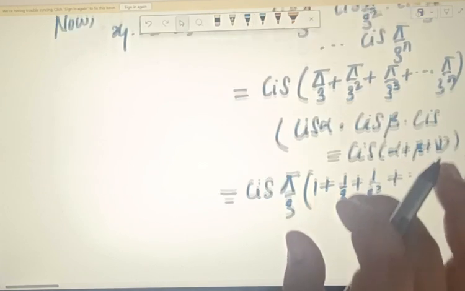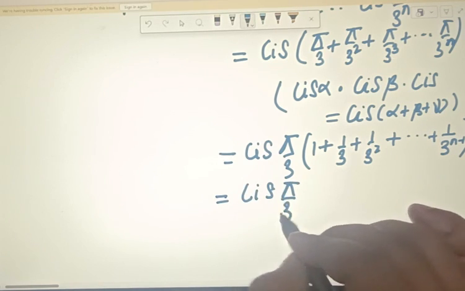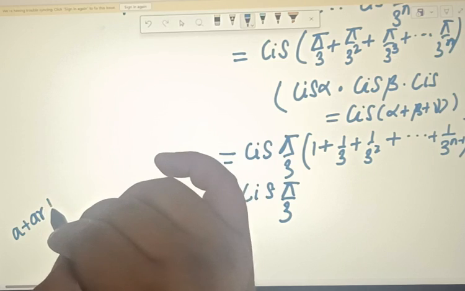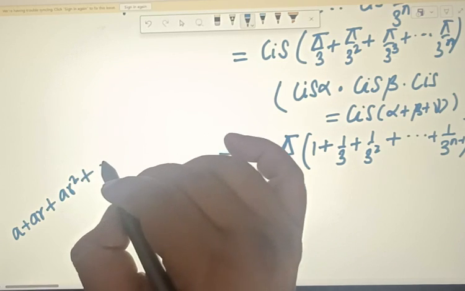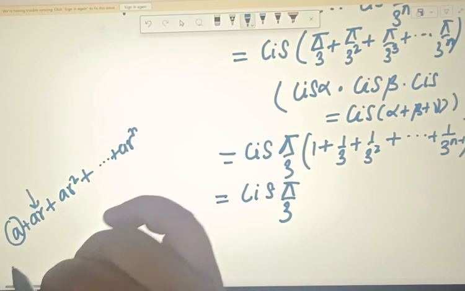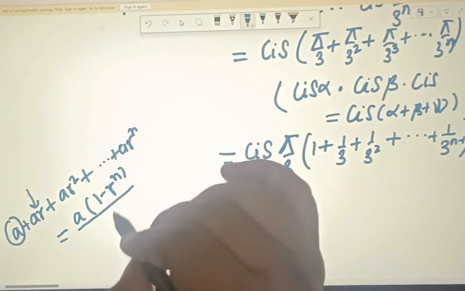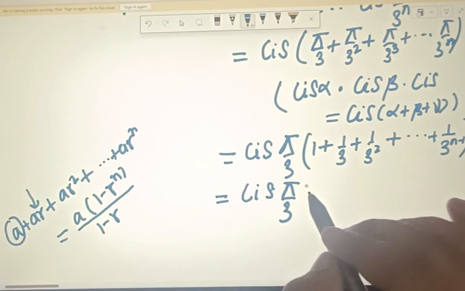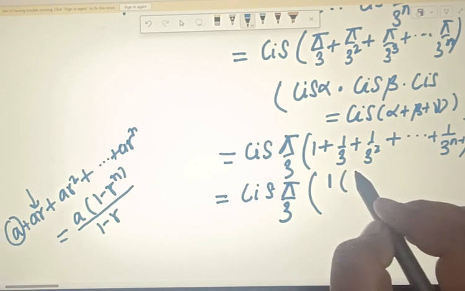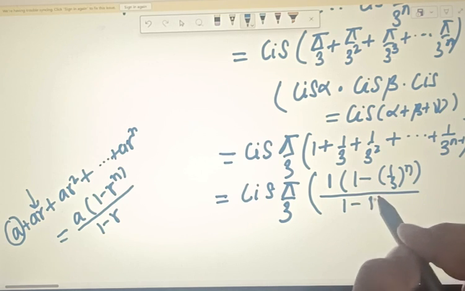Okay, now simplify. It is again a geometric series, and it is the sum up to n number of terms. In a geometric series, the sum of n terms, where the first term is A and R is the common ratio, is A(1 − R^n) divided by (1 − R). So simply, we apply it here: the first term A is 1, the common ratio is 1/3, so it is 1 − (1/3)^n divided by 1 − 1/3.